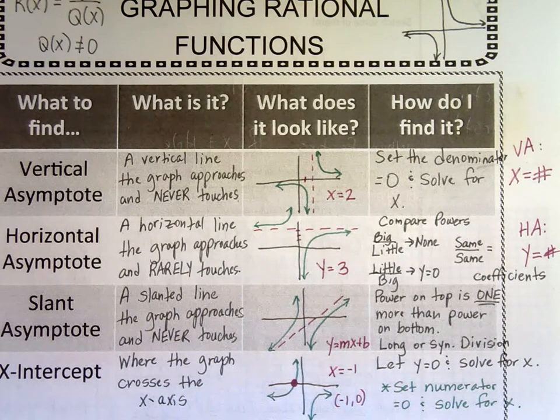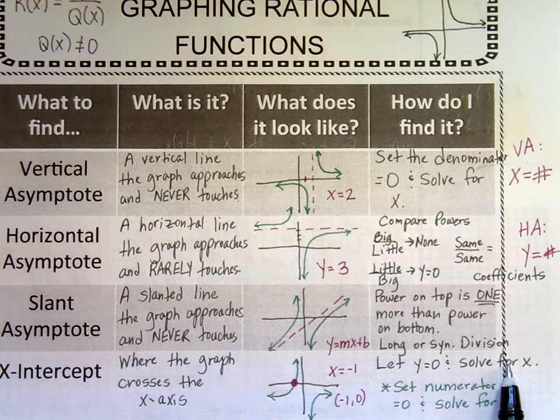All right, x-intercepts is where the graph crosses the x-axis. Here's a picture. Again, you have 2 choices of how to write it. You can write it as x equals -1 or write it as a coordinate, -1, 0. Either way is fine, your choice. And how do you find it? You let y equals 0 and solve for x. Now that's for any x-intercept for any function at all.